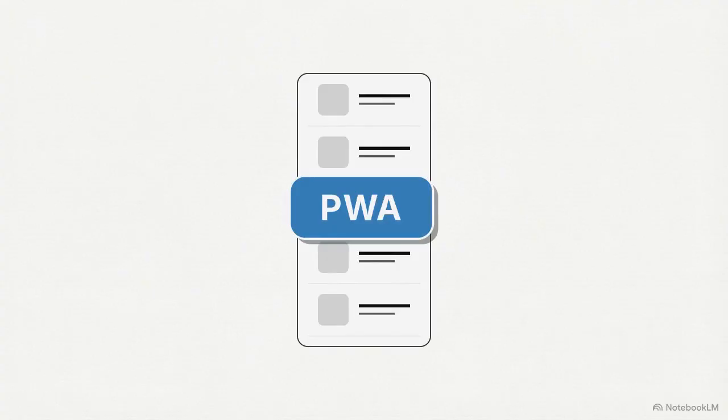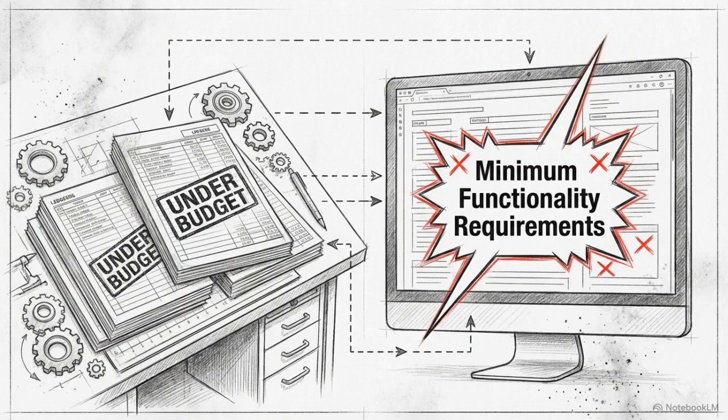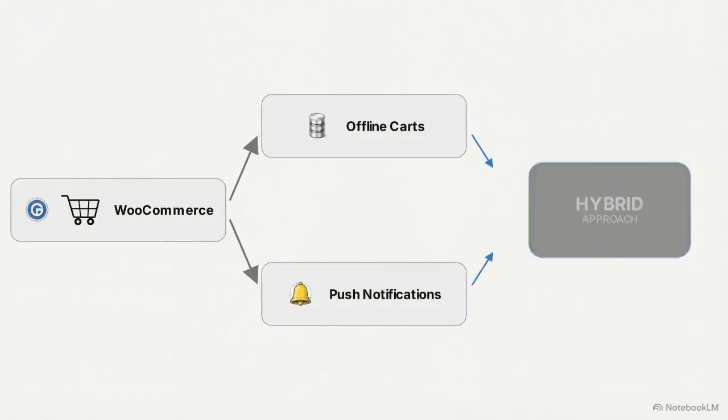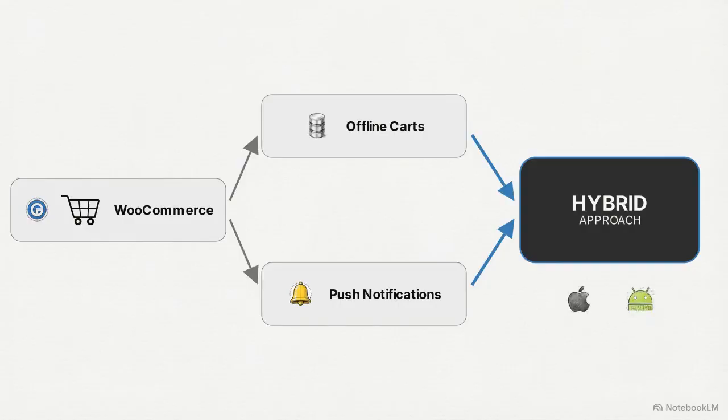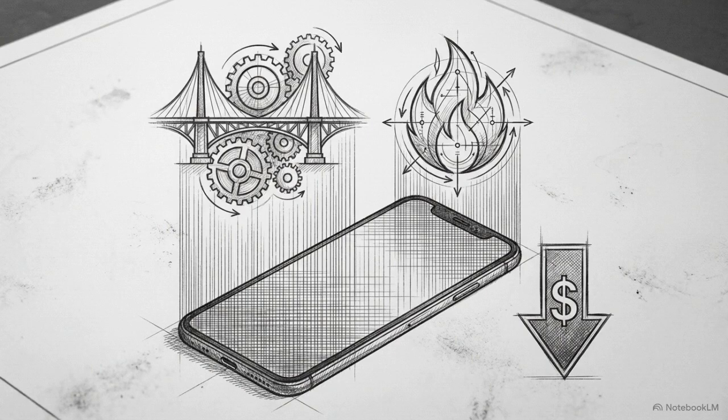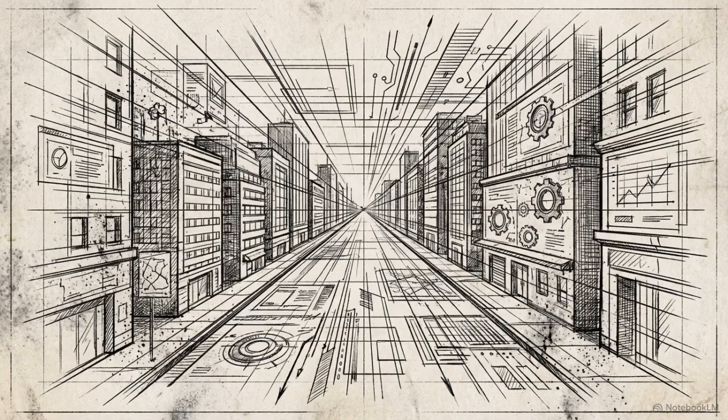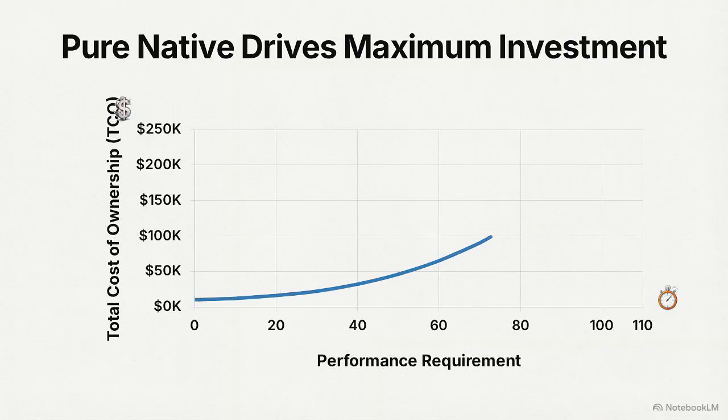If you are a bootstrapper who just needs a basic content directory on a phone, build a progressive web app. You will save a massive amount of money, as long as you accept that you won't be listed in the iOS App Store. If you run a WooCommerce site and need features like offline carts and push notifications, choose the hybrid approach. Tools like Capacitor and Firebase will give you a native feel while saving you tens of thousands of dollars in development costs. And if you are building an innovative augmented reality tool or a fast-paced game where ultra-smooth performance is the core product, you have to absorb the high cost and build pure native.